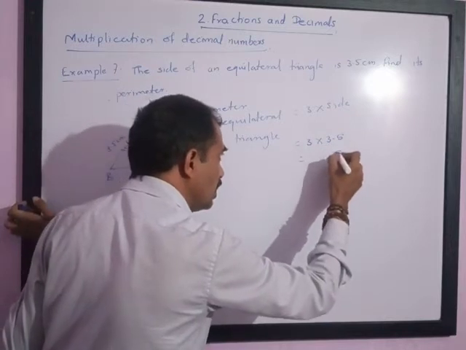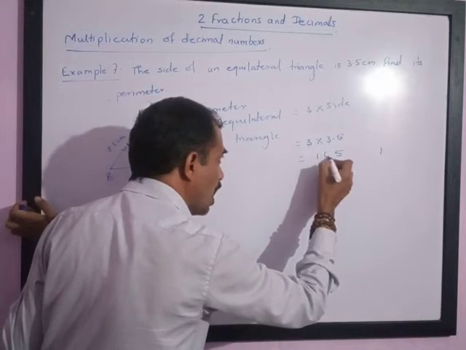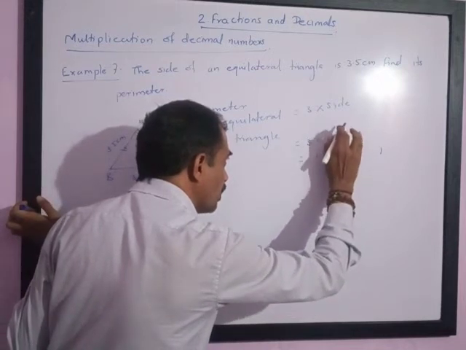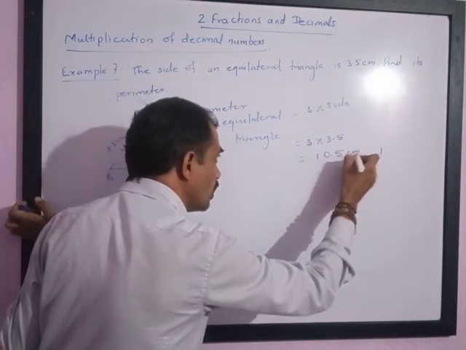5 3s are 15. 1 carries. 3 3s are 9 plus 1 carry is 10. Now count how many digits there are after the decimal point. There is only one digit, so the answer is 10.5 centimeters.